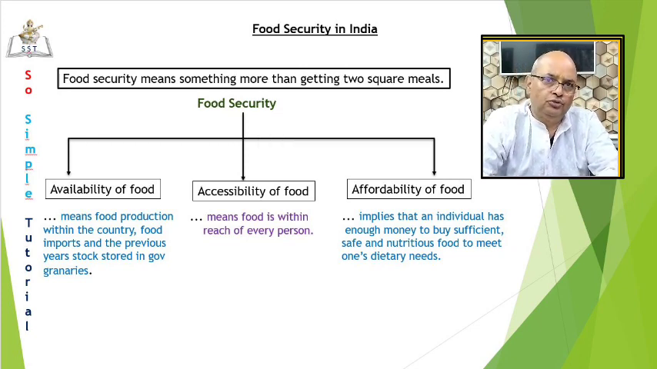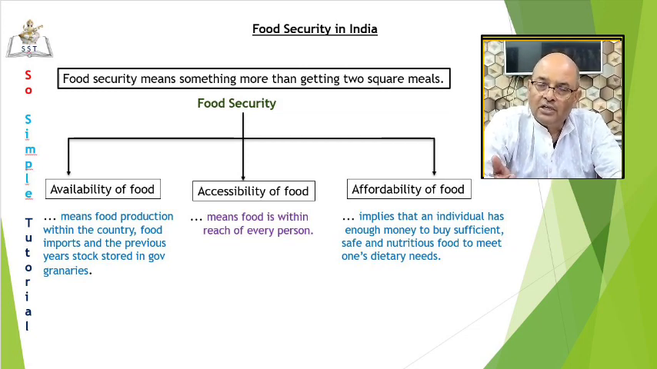So, what does food security mean? It means availability, accessibility, and affordability of food to all people at all times. So, how will a country ensure food security to its people? 1. The country should make available enough food for all the persons. 2. All persons have the capacity to buy quality food. And 3. There is no barrier on access to food.